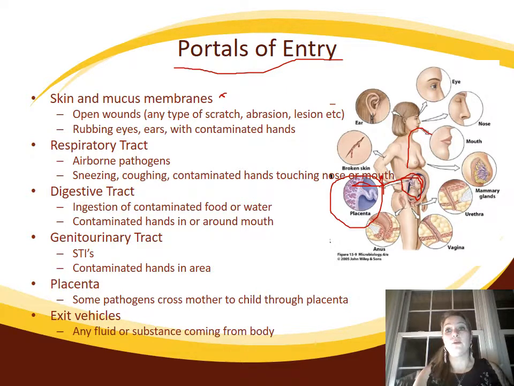Okay. And then there are always exit vehicles, any fluid or substance coming out of the body that is able to share that contamination. So it can come out of any number of places. It can come out of your nose in the form of mucus. It can come out of your mouth in form of droplet sprays, tears from your eyes, discharge from your ears, and discharge from other orifices.